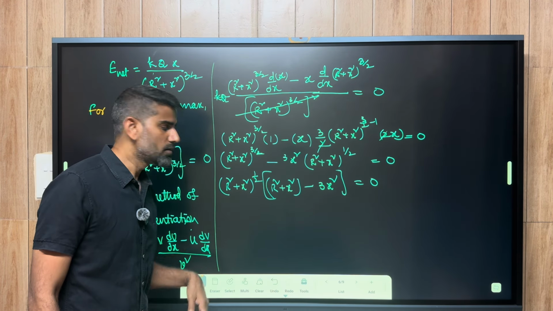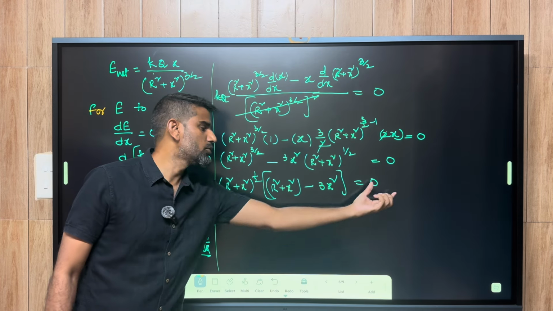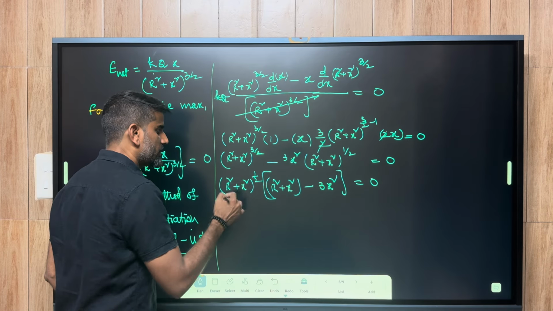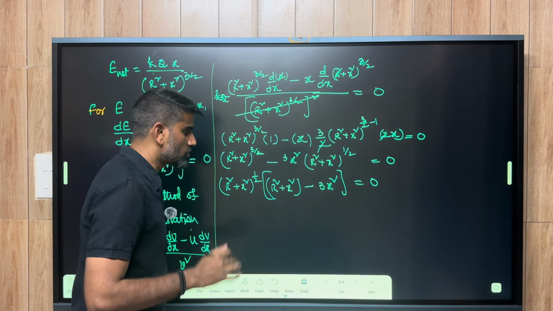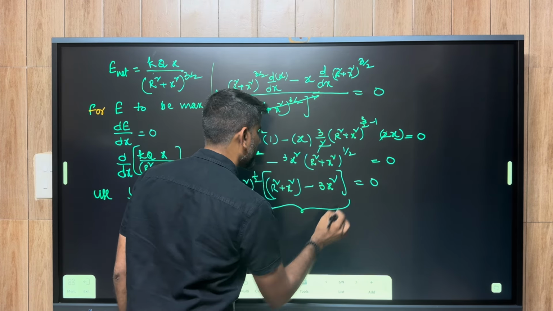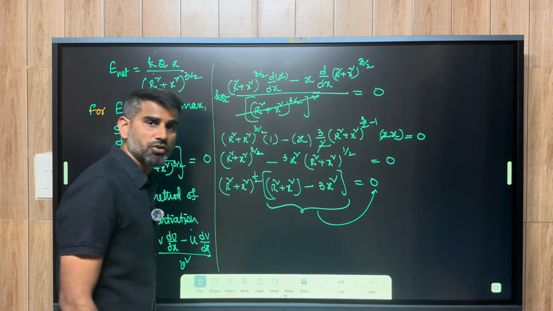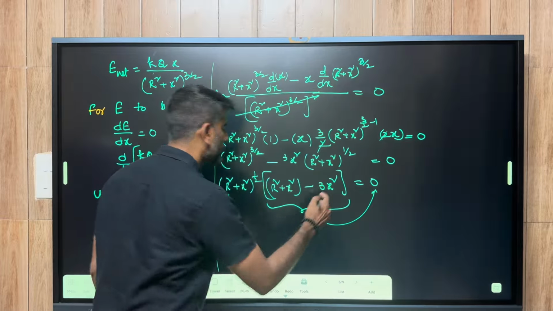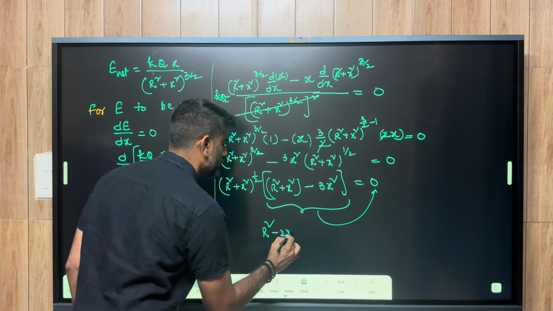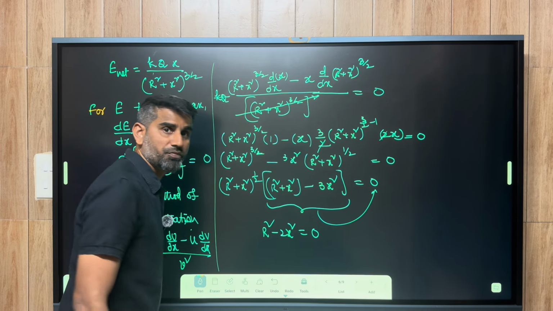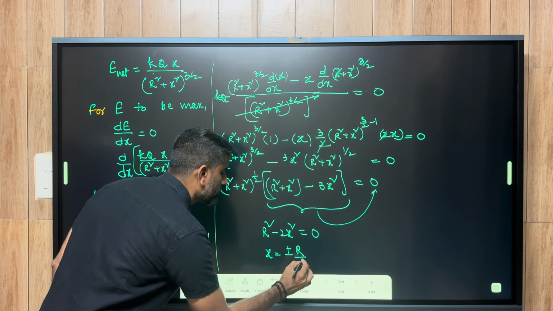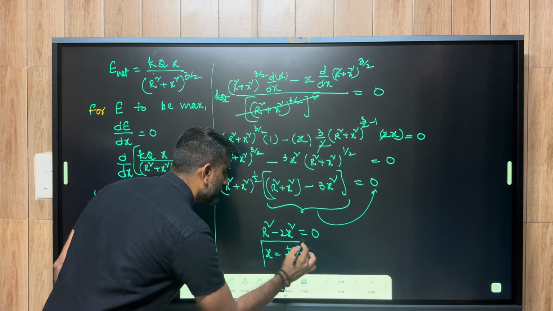Whatever value you take for x, this entire term will not be equal to 0. So the only term that can possibly be equal to 0 is this one. If I equate this entire term to 0, what are we left with? R square plus x square minus 3x square is r square minus 2x square, equal to 0. What is the x value? Plus or minus r by root 2.